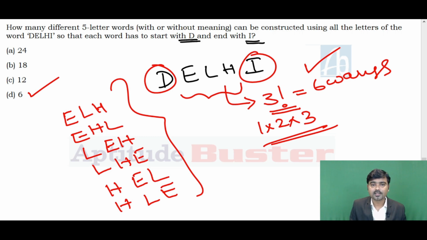3 different letters can be arranged in 3 factorial ways. 4 different letters can be arranged in 4 factorial ways. 5 different letters can be arranged in 5 factorial ways. N different letters can be arranged in n factorial ways.